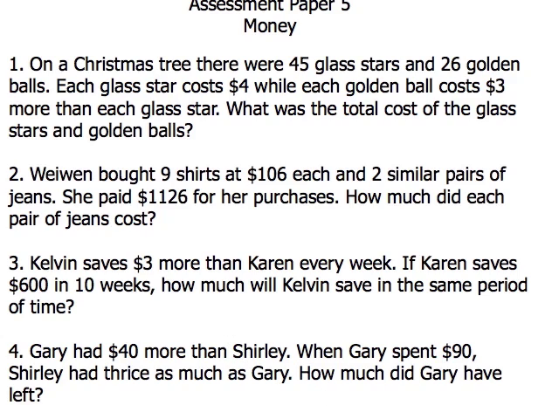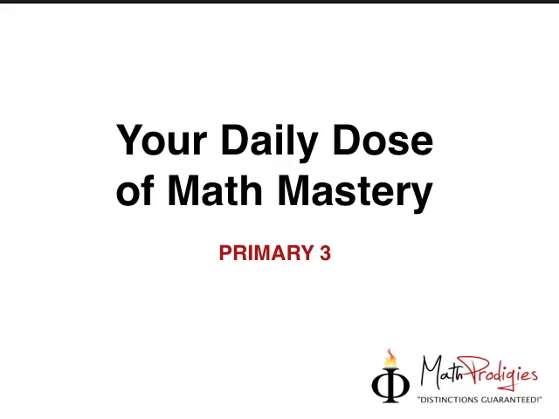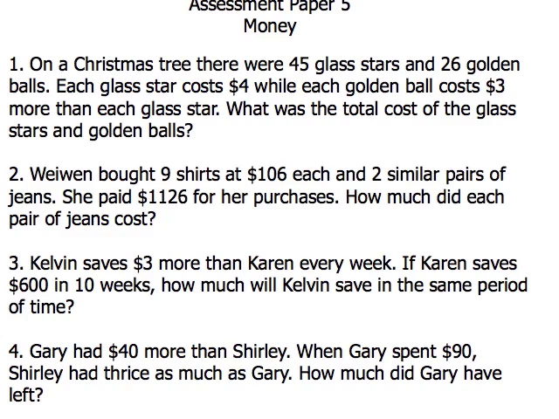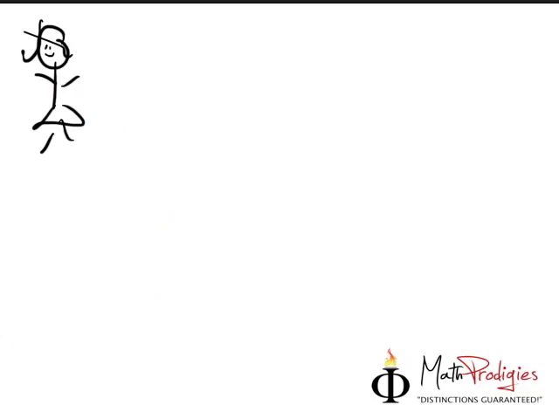Alright, so let's take a look at this. Let's imagine again. So this is Wei Wen. Nice hairstyle. And Wei Wen bought how many shirts? How many shirts did you buy? She bought 9 shirts.